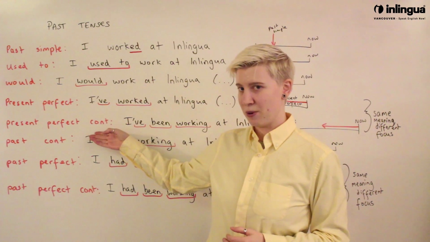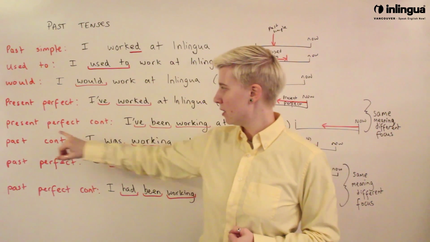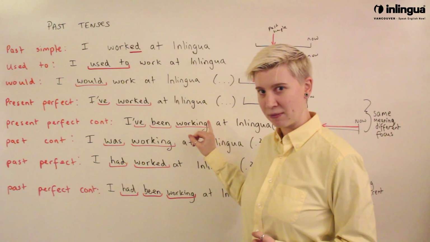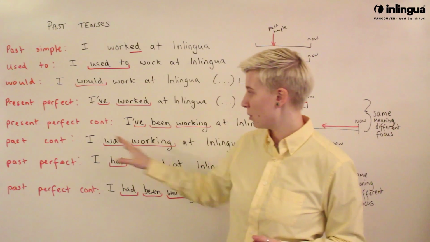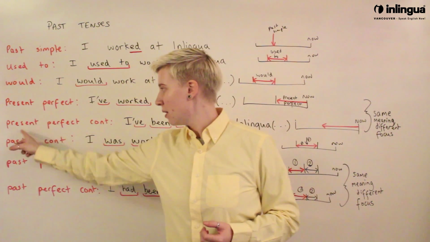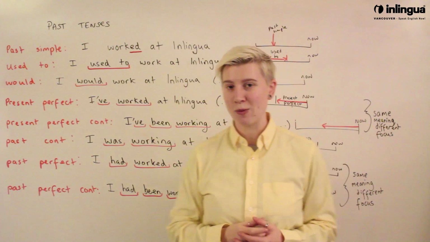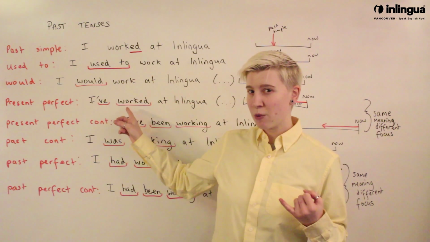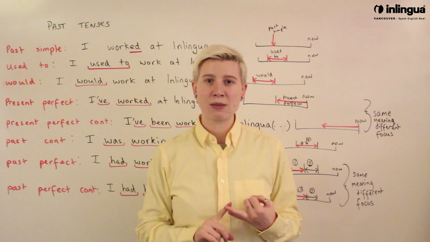Present perfect continuous. Present perfect, I have worked. Present perfect continuous, I have been working. So what's happened here is that we've added in been, which is the perfect form of to be. We've still got have for the present, and we've got ing for the continuous. I've been working at Inlingua for 6 months. I've worked at Inlingua for 6 months. I've been working at Inlingua for 6 months.